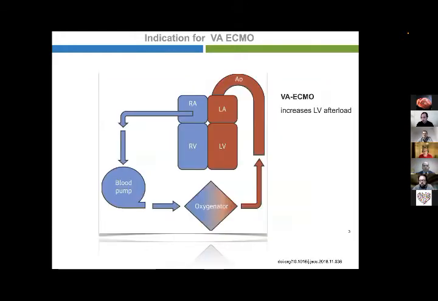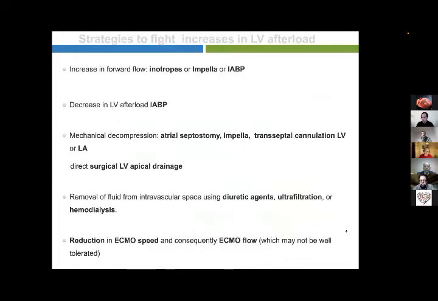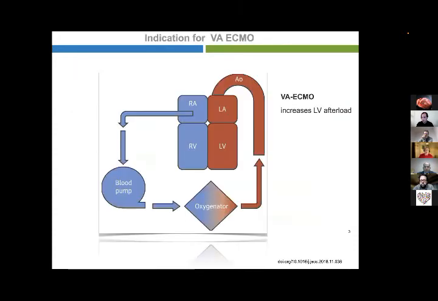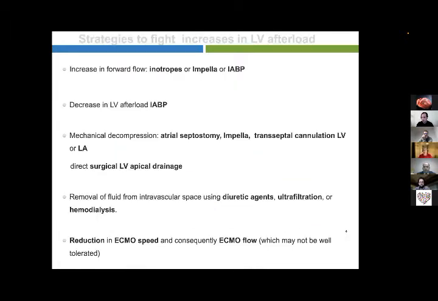We've seen this already, but it's very important that when we do echocardiography we know what is happening and why we do it. There's a problem in VA ECMO because it increases LV afterload, and intensivists use some strategies to fight this. We can increase the forward flow with inotropes, impeller or intra-aortic balloon pump. We can decrease the LV afterload by intra-aortic balloon pump.